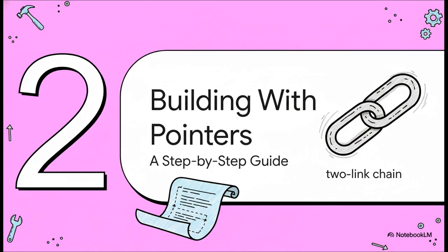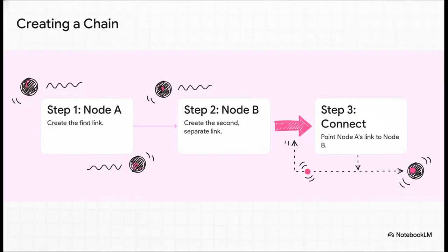All right, so we've got the blueprint. Now let's actually build something. We're going to create our own little two-link chain using this exact code. Let's do it step by step. So here's the game plan. It's super simple. First, we'll make our first link. We'll call it node A. Then we'll make a second one, node B. And finally, the most important part, we'll connect them and make our chain.